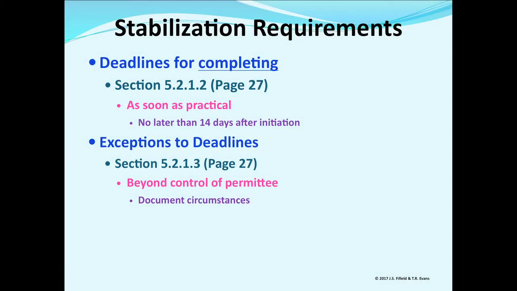Now, like I said, there are exceptions to the deadlines when it's beyond the control of the permittee, but once again, there's not a lot of wiggle room in this. They're not going to accept just any willy-nilly reasoning. It has to be a very valid reason why it's out of the control of the permittee. And then obviously you have to document the circumstances.